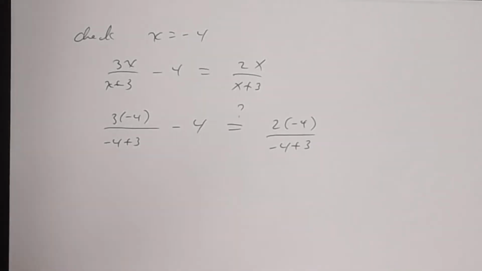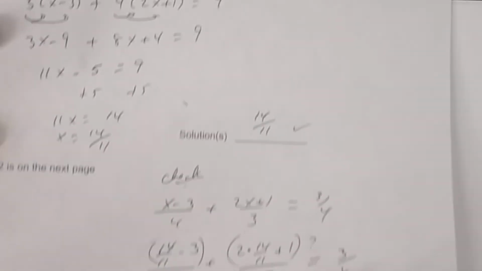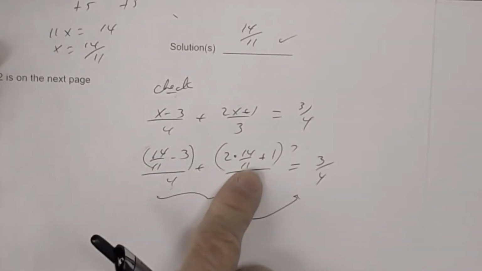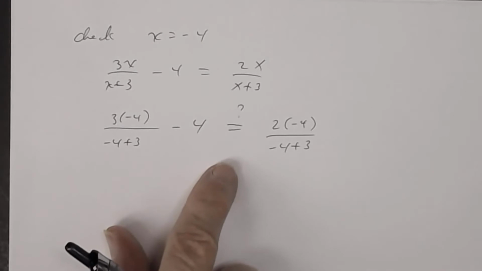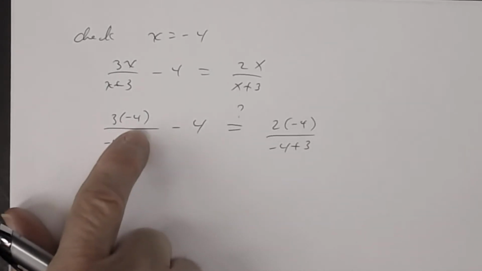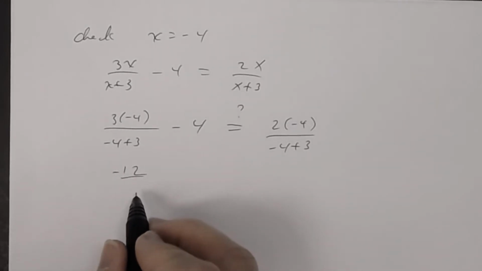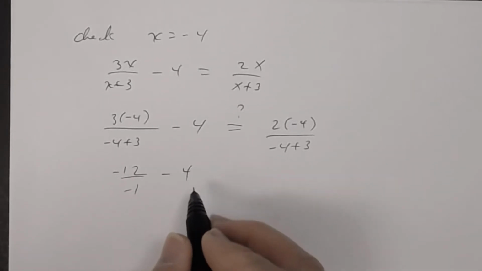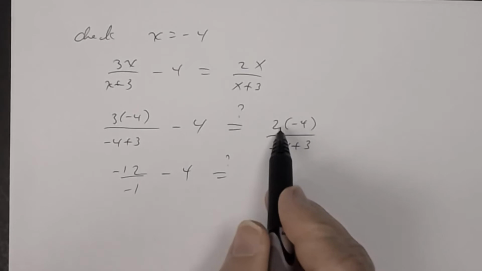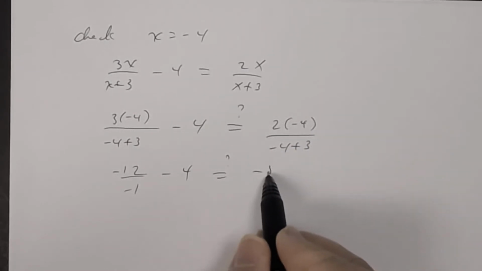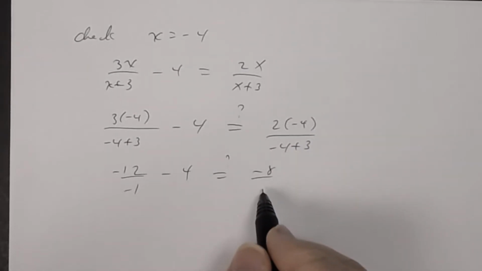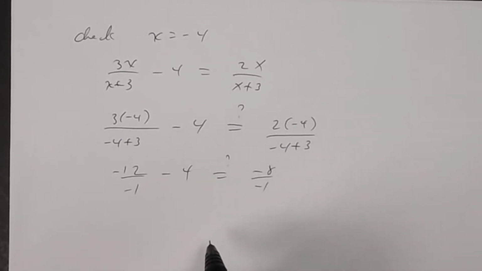When we did this one earlier in another worksheet, we used our calculator. Here, I'm not going to use a calculator because it's easy to deal with. What's 3 times negative 4? Well, that's negative 12, right? What's negative 4 plus 3? Well, that's negative 1. And then minus 4. Okay? And on this side, what's 2 times negative 4? Well, that's negative 8. What's negative 4 plus 3? Well, that's negative 1. You don't need a calculator here.